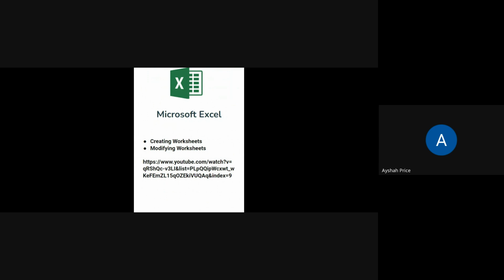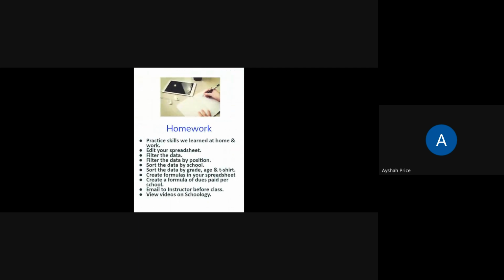We did talk about creating worksheets, and you're going to talk about modifying your worksheet and creating additional worksheets within that workbook. I'm going to show you for the homework. Some of your assignments are going to be today. You're going to, of course, practice everything we learned in class and at home. What I want you to do is edit your spreadsheet, if you haven't added the different columns and rows that I asked. Then I'm going to ask you to do some filtering and sorting for your homework.